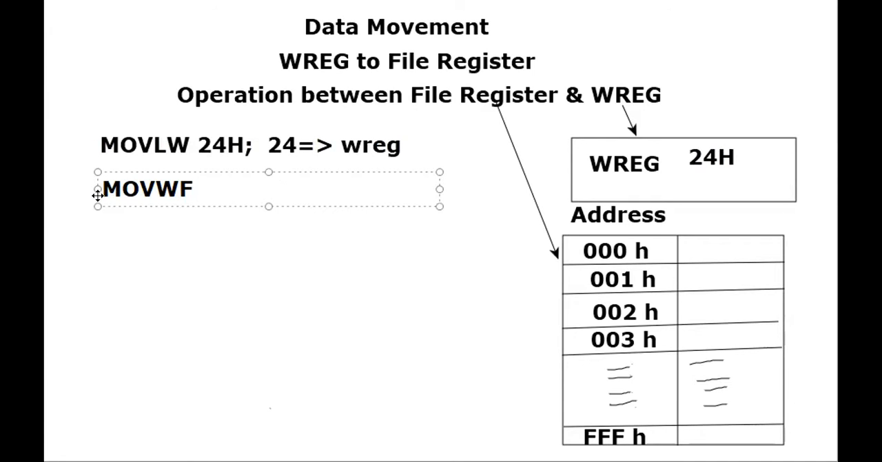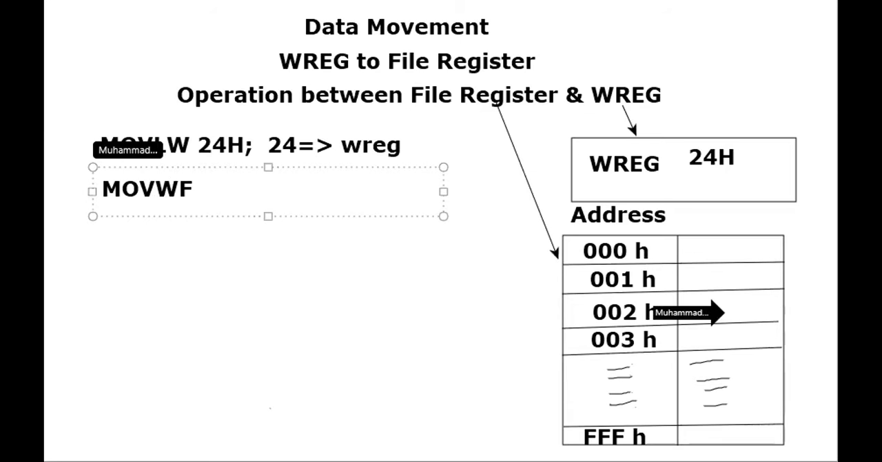And now in the case of the file register we have multiple addresses available, right? One can store here, one can also store here, one can also store here. So let's say we are interested in putting the value of the working register inside this position, which is 002 hex. So here we are going to put our working register, and let's see how we do it.